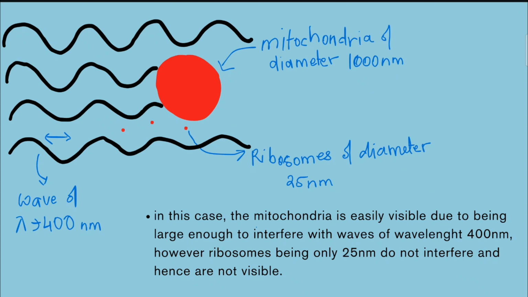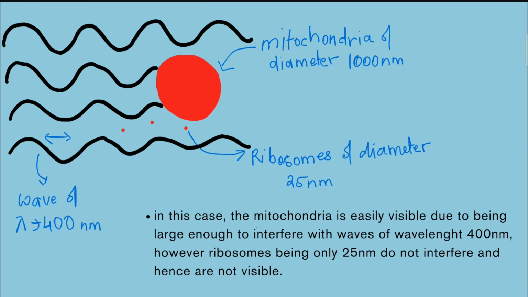Now, these waves are passing through these organelles, and you can clearly see that the mitochondria very well interferes with the waves. Because it interferes so greatly with the waves, it is very easily visible under this radiation. However, if you want to view ribosomes, that won't be possible. Why? Because ribosomes are only 25 nanometers and they're obviously not interfering with the waves, so they won't be visible under a 400 nanometer wavelength of light, right?